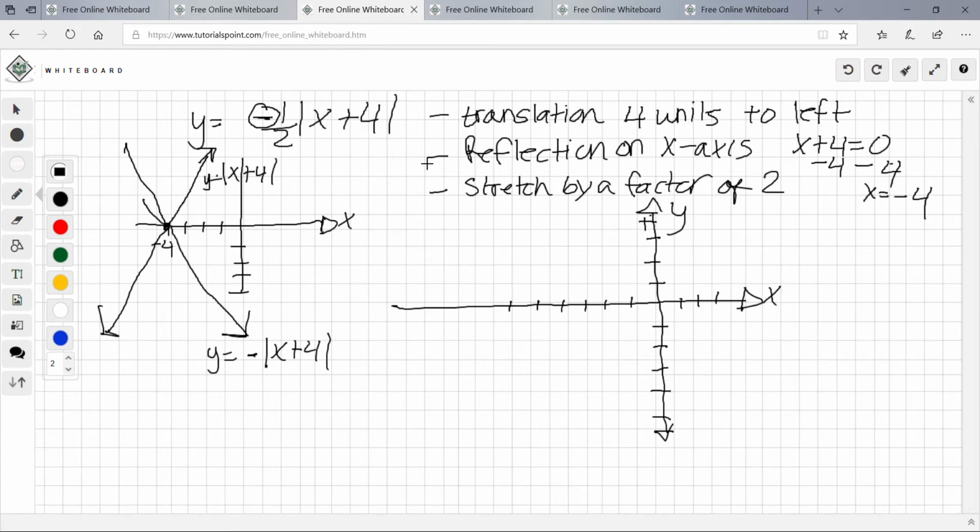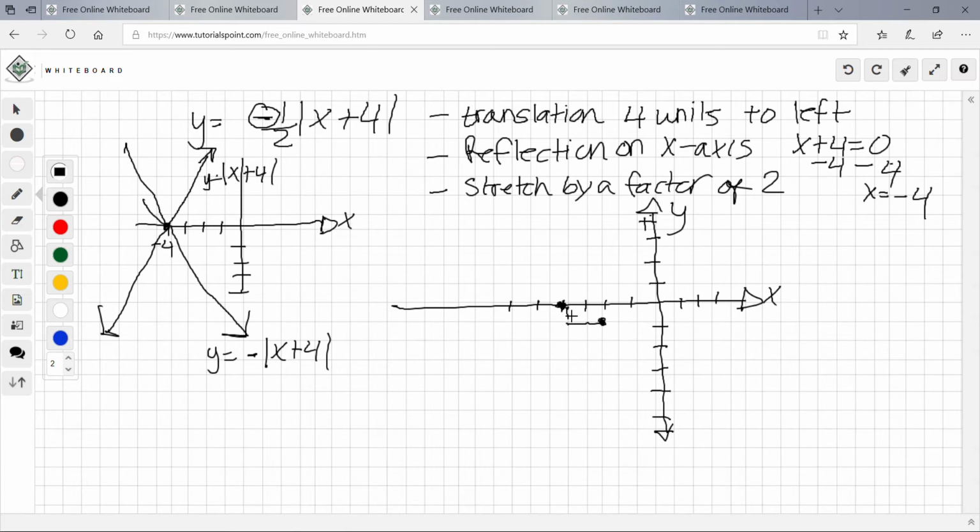Label your axis. Okay, so we said here's -4, 1, 2, 3, 4. So we said it's being stretched, so it's going to look a little bit wider than this one. So what you can do is you could actually go down 1 from -4, down 1, and then right 2 units. 1, 2.